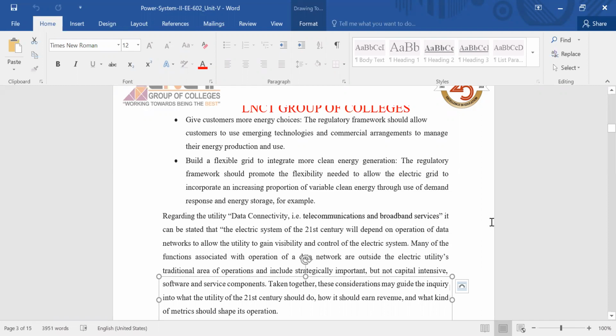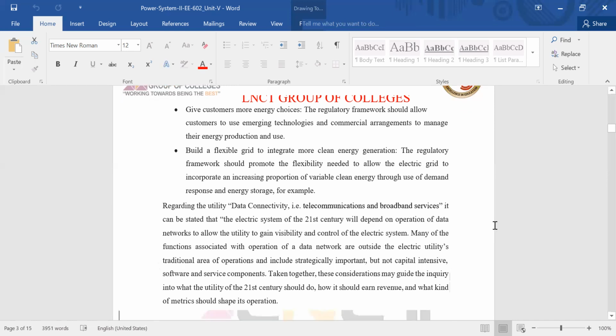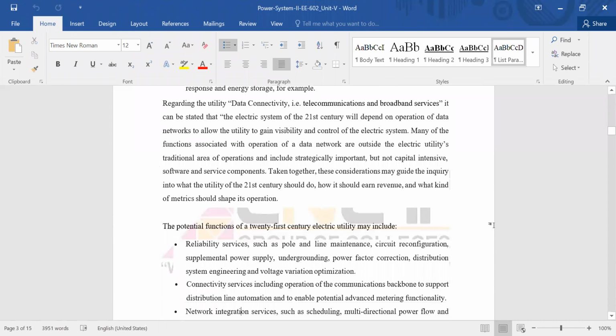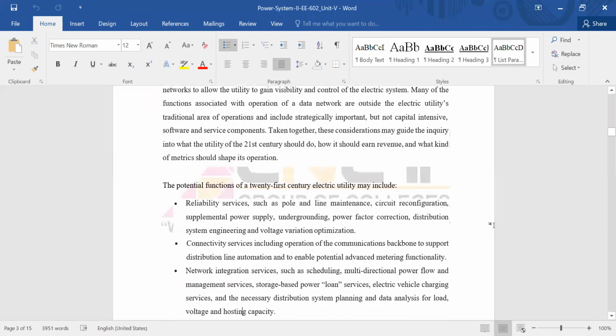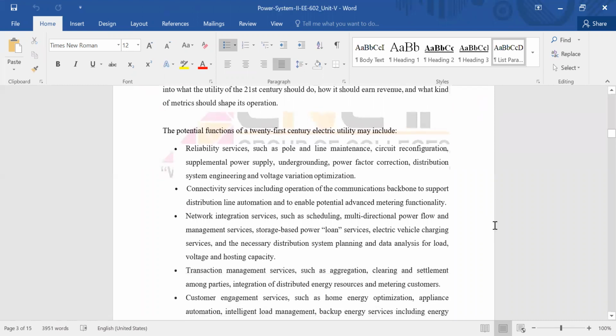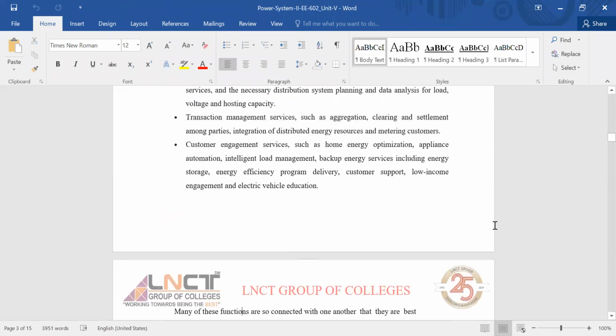As an example, regarding the utility, that is data connectivity, telecommunication or broadband services. It can be stated that electrical energy in the 21st century will depend upon the operation of a data network to allow the utility to gain visibility and control of the electrical system. The potential of the 21st century utility includes reliability services, connectivity services, network integration, transaction management systems, and customer engagement services.